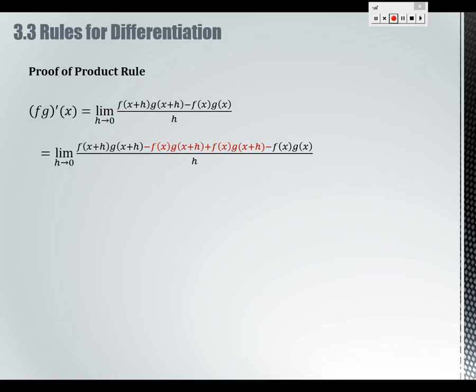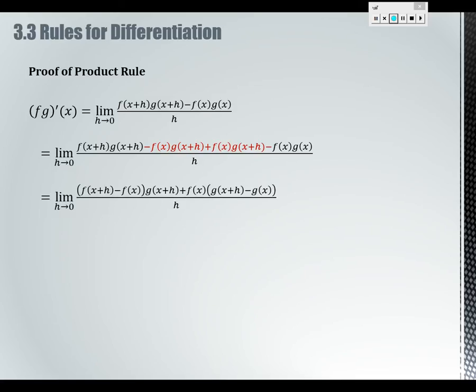So do you agree that I've done nothing to change this? By the way, isn't this what we desire, the first line? This is the product, fg, so that we're plugging in x plus h and x, right? Okay, just to be clear. And now I'm introducing this crazy thing in the numerator, which is just 0. So we're okay. Maybe you can see where we're going with it.